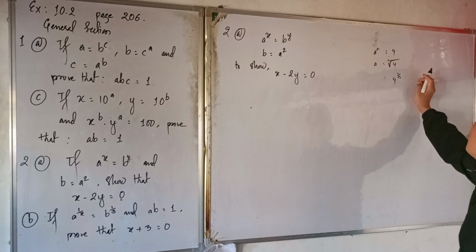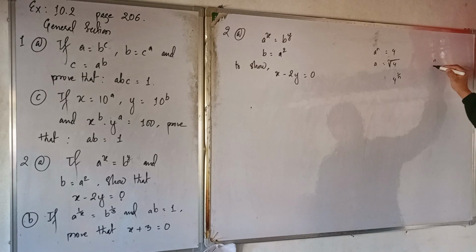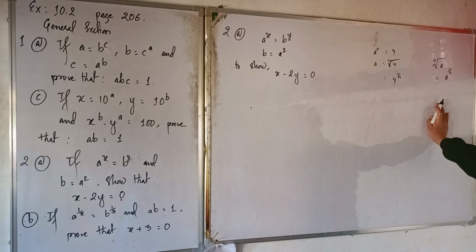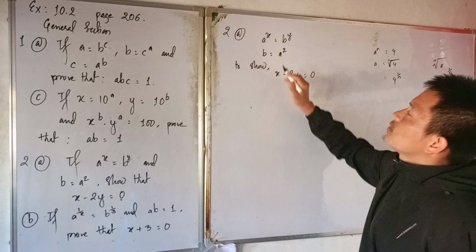So this is the rule. It means that the nth root of any number or variable a can be written as a power. In terms of power, it becomes 1 by n. The n goes into the denominator of the power. Now, in the same way, we are given a power x is equal to b power y.